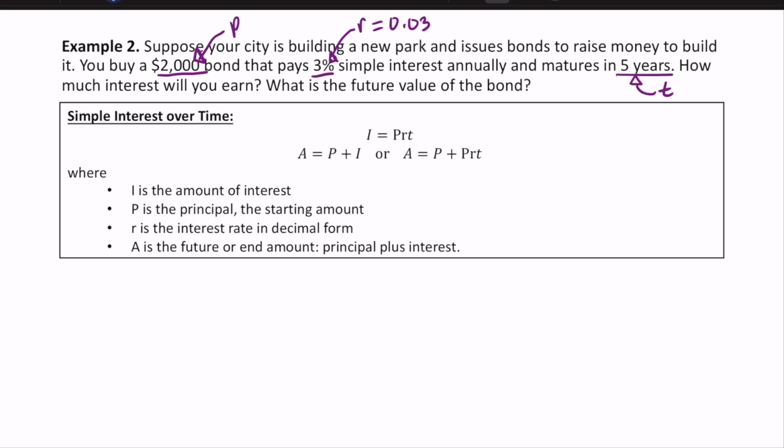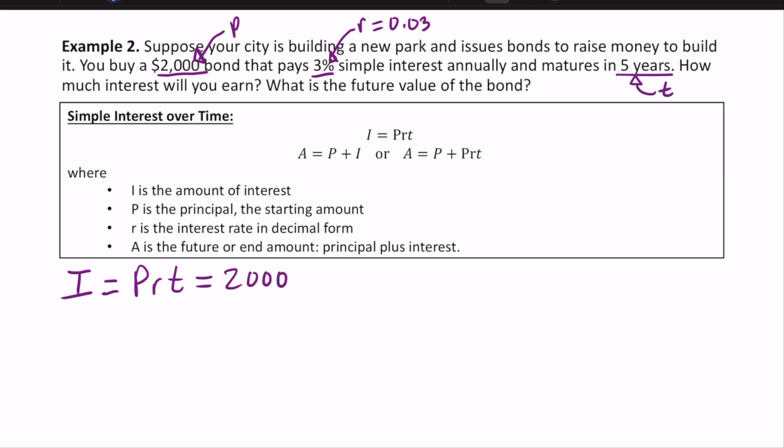If we were going to have this bond for only 1 year, all we would need to do is multiply 2,000 by our rate, and it would give us 60. But we're actually going to do this for 5 years. And so in order to find the interest, we actually need to multiply the principal times the rate times the amount of time that passed.